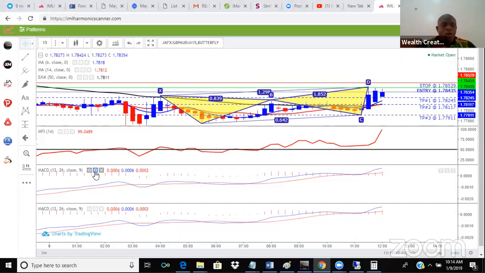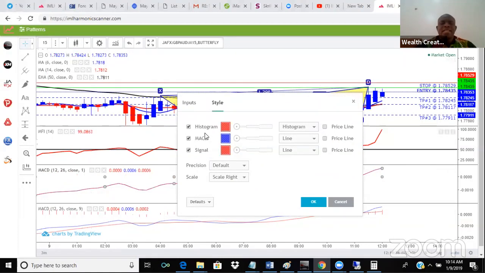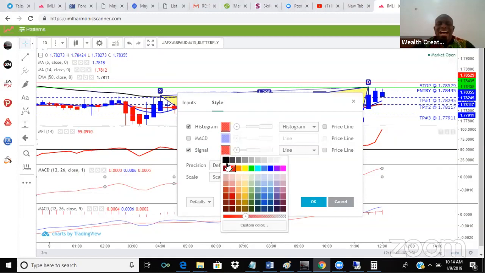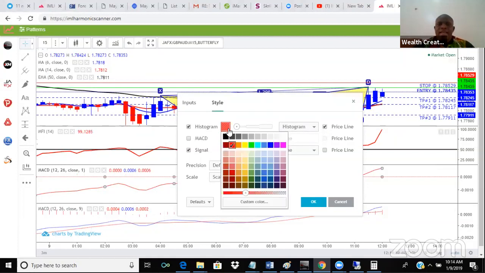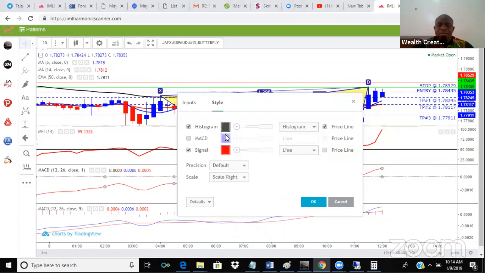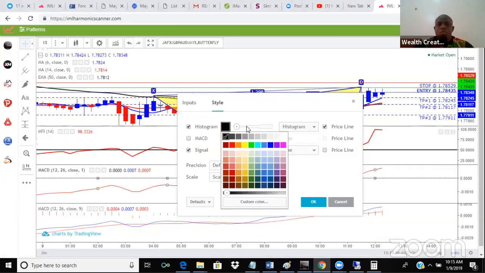So I'm going to make the first one 12, 26, 1. That is the settings of the first MACD. I will remove the MACD line, make the signal line remain red, however, it will be very thick. The histogram line, I will make the price line active. I will make it black, and I will make it very thick, and I'll bolden it.